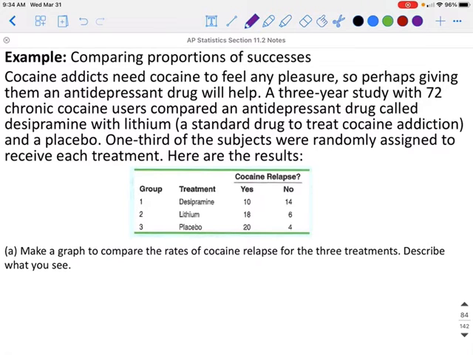Cocaine addicts need cocaine to feel any pleasure, so perhaps giving them an antidepressant drug will help. A 3-year study with 72 chronic cocaine users compared an antidepressant drug with a placebo. One-third of the subjects were randomly assigned to receive each treatment, and here are the results. So we have 2 different antidepressant drugs, and then we have a placebo. So we need to make a graph comparing the rates of cocaine relapse for the 3 treatment types and describe what we see.